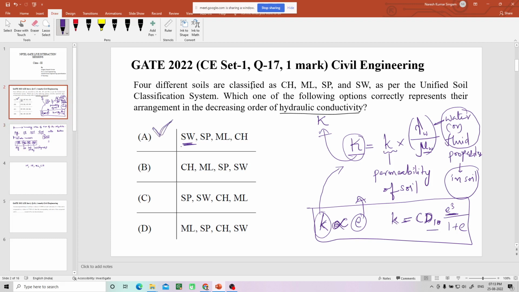According to this equation, this equation is actually given by the author. If you want to know the author name, Kozeny-Carman. This is the Kozeny-Carman equation. So this is hydraulic conductivity, this is permeability, then these are the properties of the fluid which is existing in the soil. According to this equation, you can find out the hydraulic conductivity order.